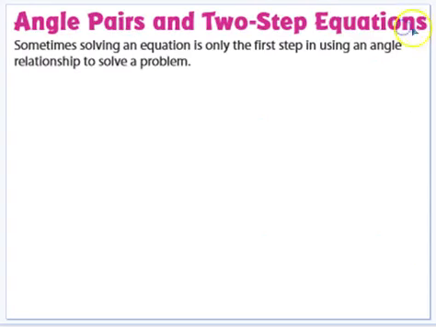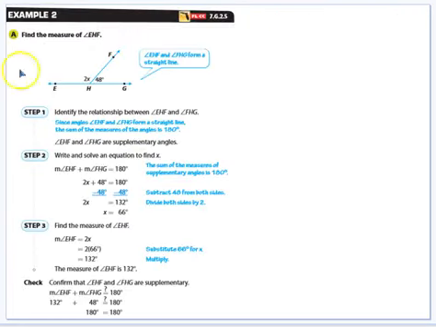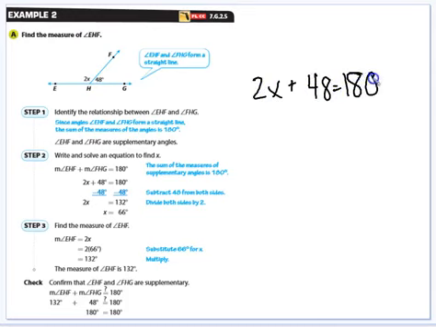Angle pairs and two-step equations. Sometimes solving an equation is only the first step in using an angle relationship to solve a problem. Find the measure of EHF. Okay? We see, as we can clearly tell, there's a straight line, so they are making a supplementary angle, okay? So we have to write out the equation. So we get 2x plus 48 degrees equals 180 degrees because they're supplementary angles, okay?